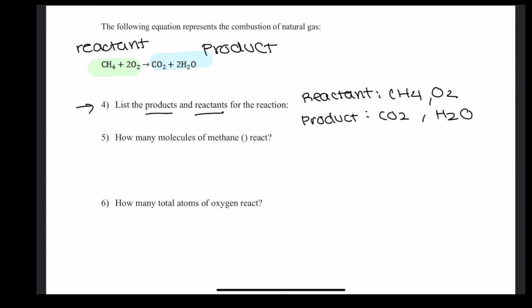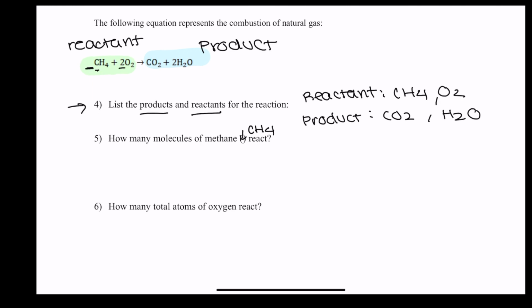And then number 5 is asking how many molecules of methane. Methane, it doesn't say it right here, but it's CH4 react. So if we just look at the formula, we're just going to look at the coefficient to find how many molecules are there in the reaction. And this is already balanced, so we don't have to balance it. So knowing that, we found out that there's only 1 molecule of CH4 being reacted.